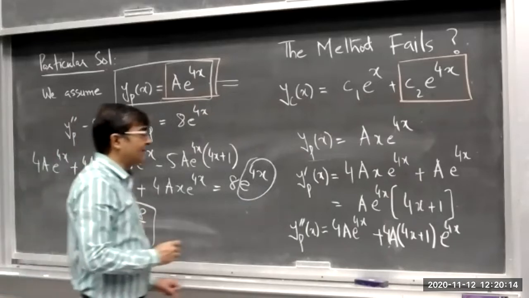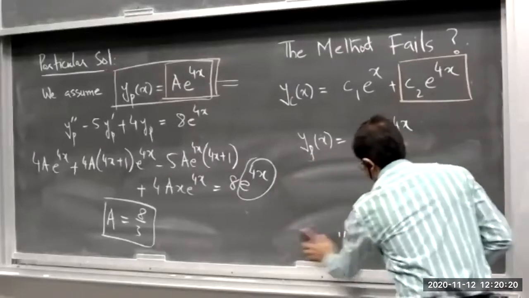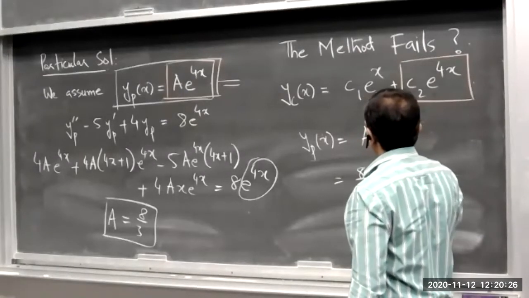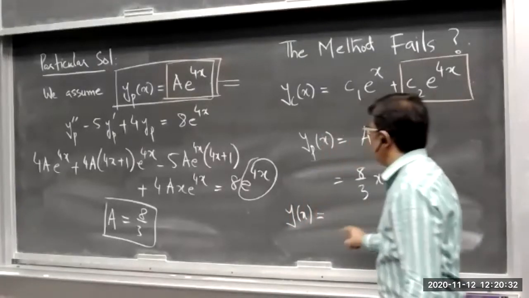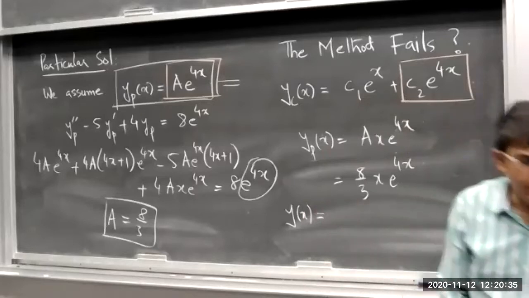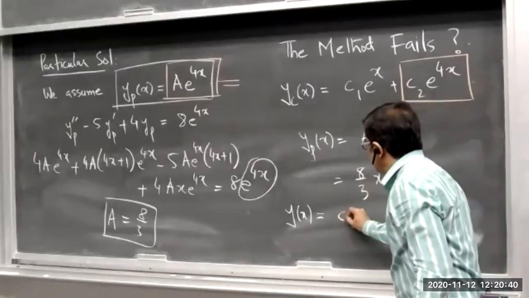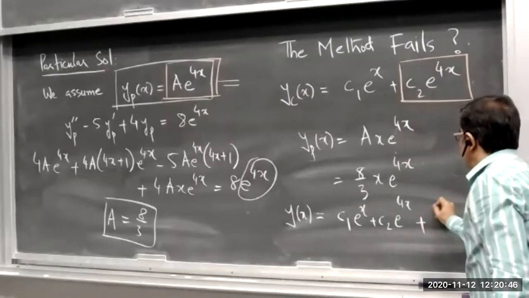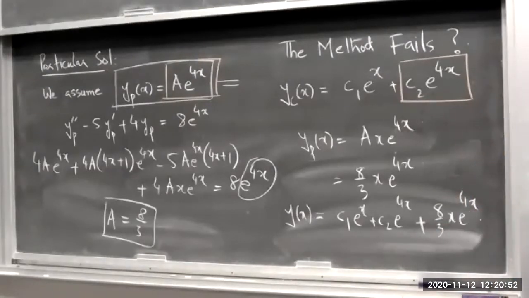Therefore, our particular solution is 8 by 3 x e raised power 4x. And finally, we can write the general solution as y of x is equal to yc of x plus yp of x, meaning complementary solution plus particular solution. So it will be c1 e raised power x plus c2 e raised power 4x plus 8 by 3 x e raised power 4x. So this is our general solution. I hope you get it. If you have any question, you can ask me.